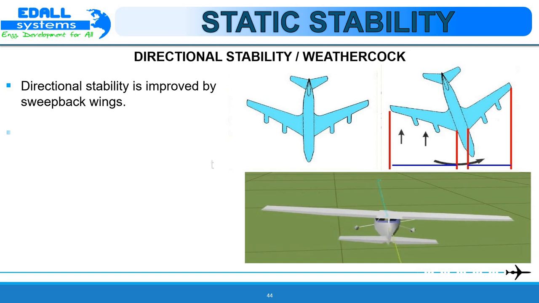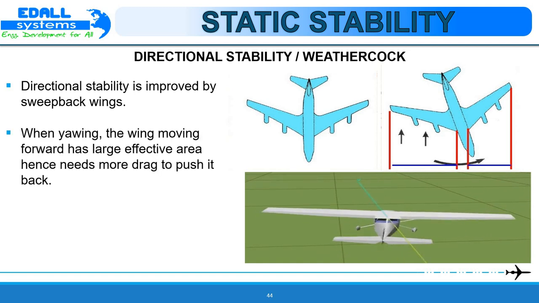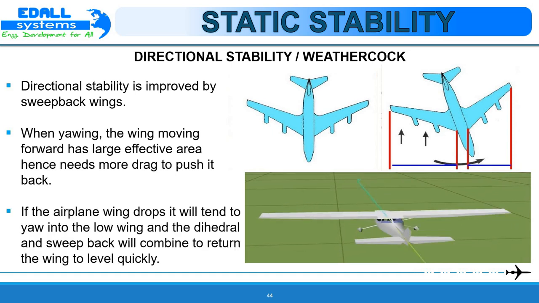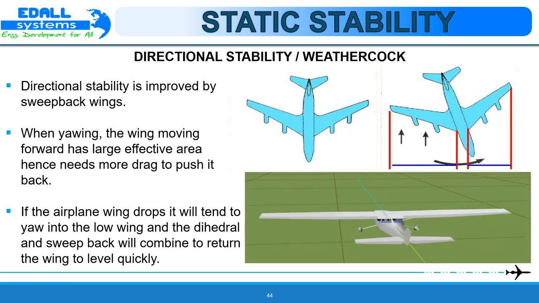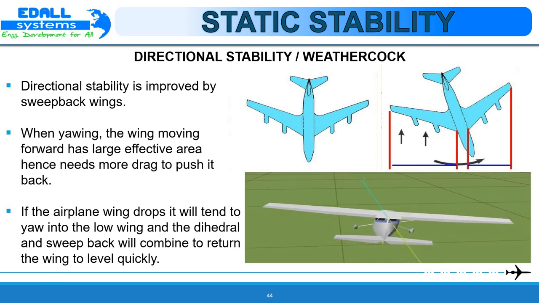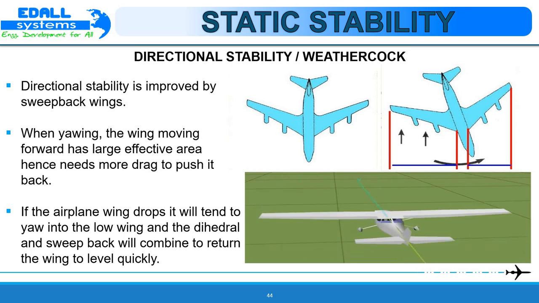Directional stability is improved by a sweep back wing. When yawing, the wing moving forward has a large effective area, hence needs more drag to push it back. If the aeroplane wing drops, it will tend to yaw into the low wing, and the dihedral and sweep back will combine to return the wing to equal level.